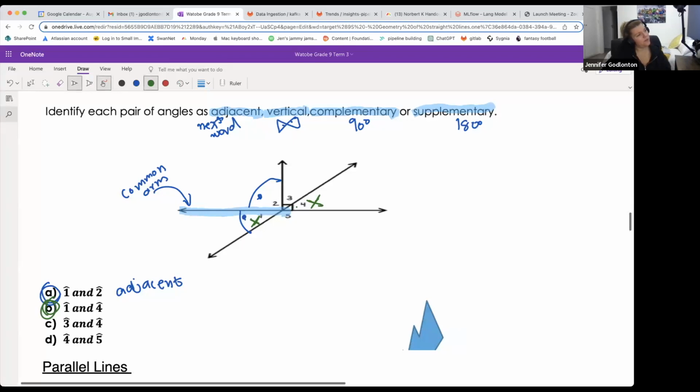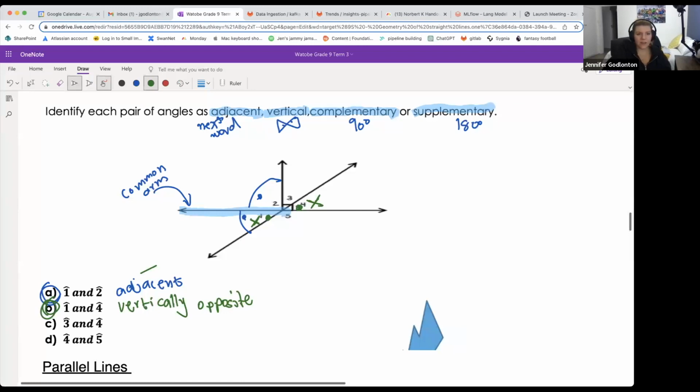I'm going to move to Palesa. Palesa, can you tell me what these two are? Ma'am, they're vertically opposite. Yes, they are vertically opposite. Beautiful. What does that mean that they would be to each other? Ma'am, it means the number that's on 4 will be the same number that's on 1. Good. They would have the same angle as each other. 100%. Nice.